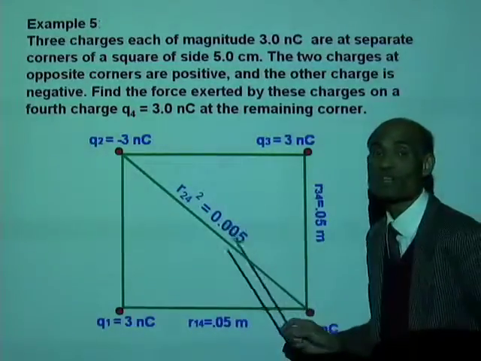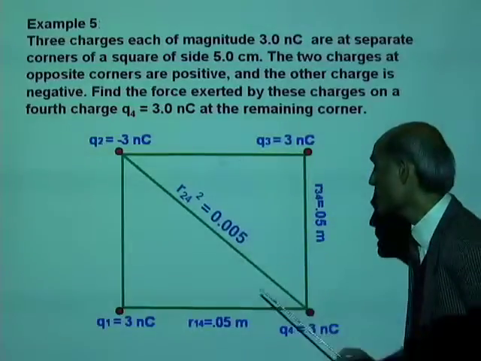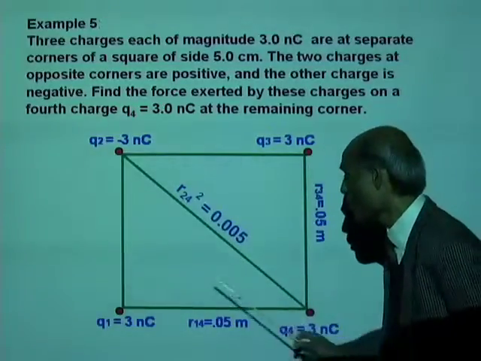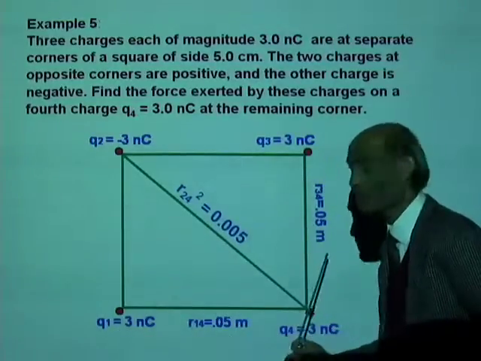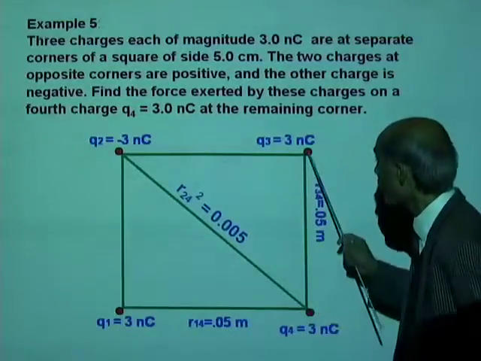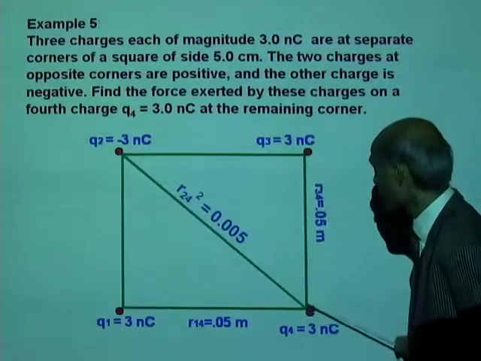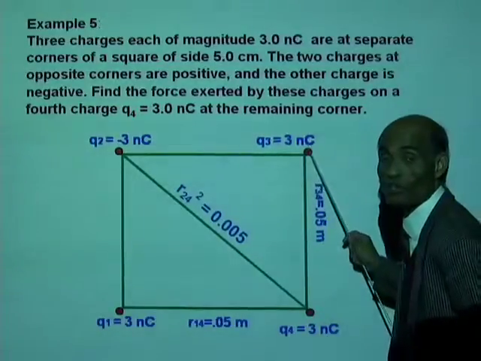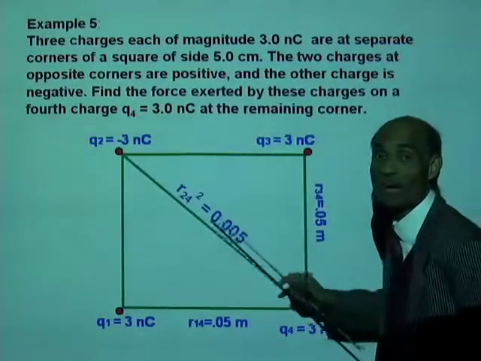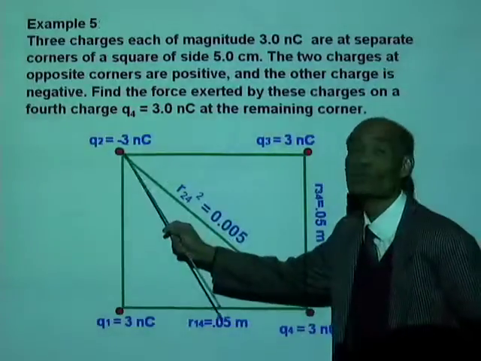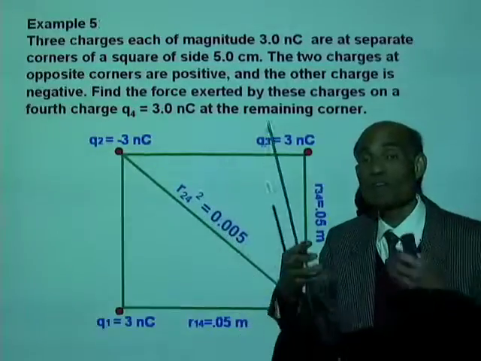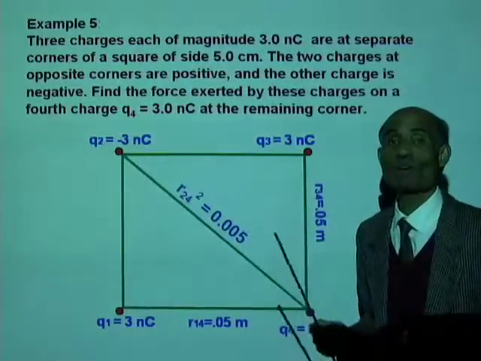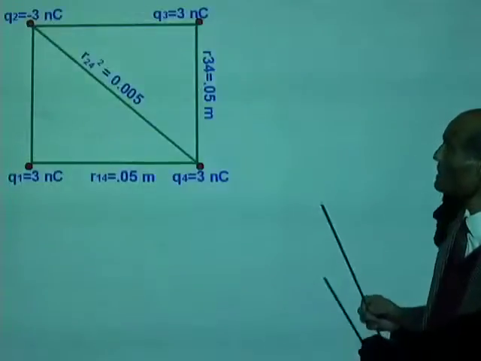What are the forces we need to find? We need to find F41, force on Q4 by Q1. We need to find F43, force on Q4 by Q3. And we need to find F42, force on Q4 by Q2. And then find the vector sum of these forces. Alright, let's get going.